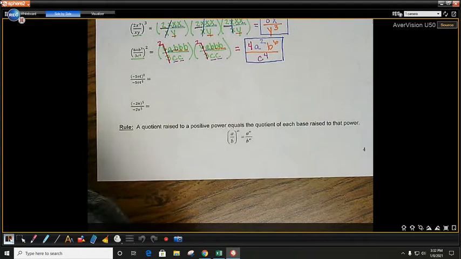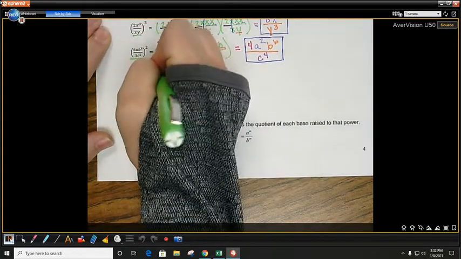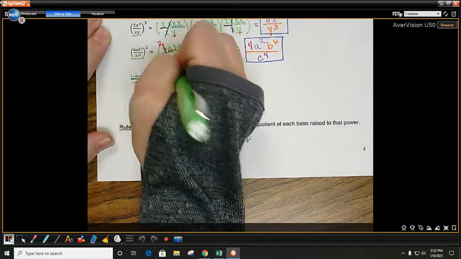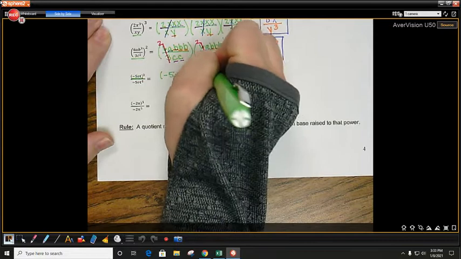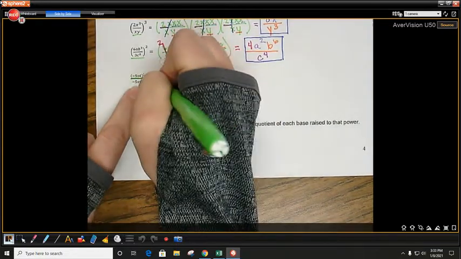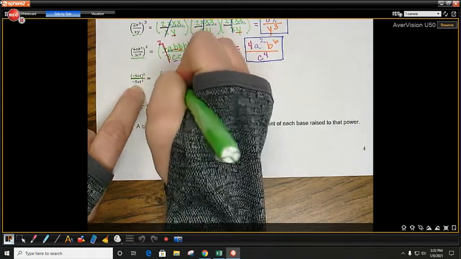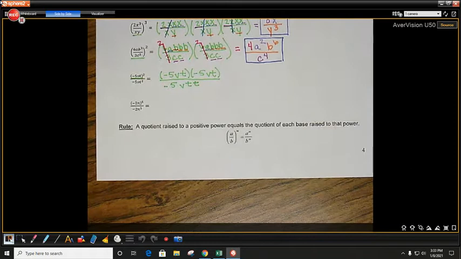Okay, I have parentheses to the second power, so I'm writing my parentheses out twice. Now my denominator, I don't have parentheses, so I'm only writing it once, but I'm going to write that t twice. Okay, so now we can cross things out that are alike in the numerator and denominator.